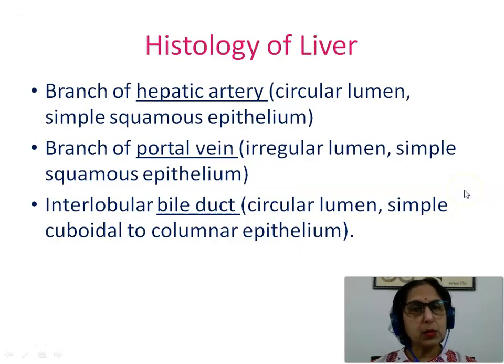At the portal triad, we see 3 structures. And how do we differentiate between these 3? When we see a branch of the hepatic artery, it's going to have a circular lumen and it's going to be lined by simple squamous epithelium. Next we see the branch of the portal vein. This has an irregular lumen and the luminal surface is lined by simple squamous epithelium. And the third structure there would be an interlobular bile duct, which again will have a circular lumen and will be lined by simple cuboidal or columnar epithelium.